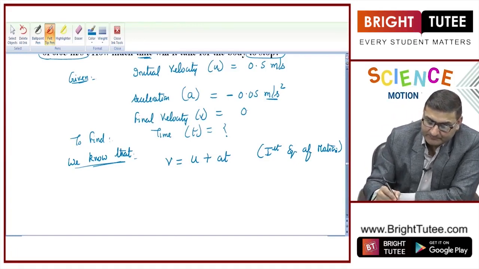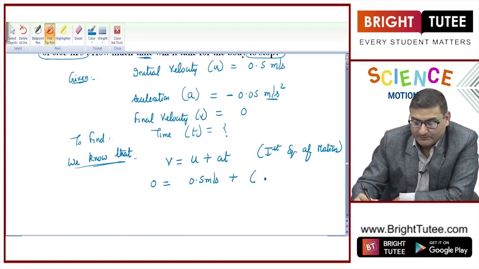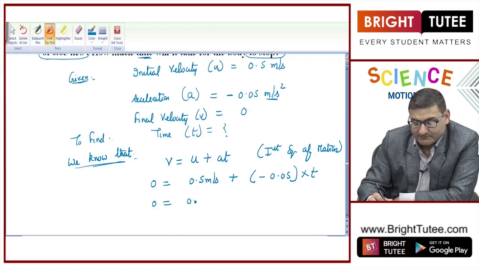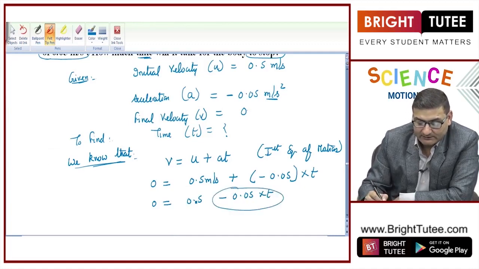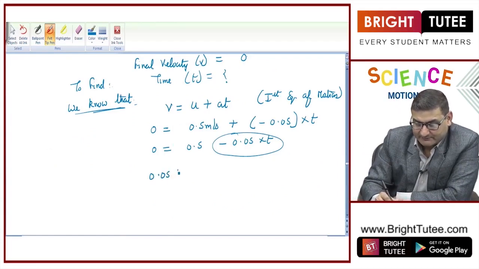Now putting the values, the final velocity is 0 because the body is stopping. Initial velocity is 0.5 meter per second, plus a is given to be minus 0.05 meter per second square multiplied by t. So, this equation becomes 0 is equal to 0.5 minus 0.05 into t. This part I will take on the other side. Taking this part over there, I will get 0.05 into t will be equal to 0.5.